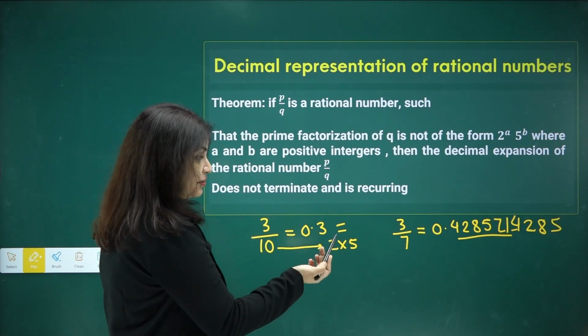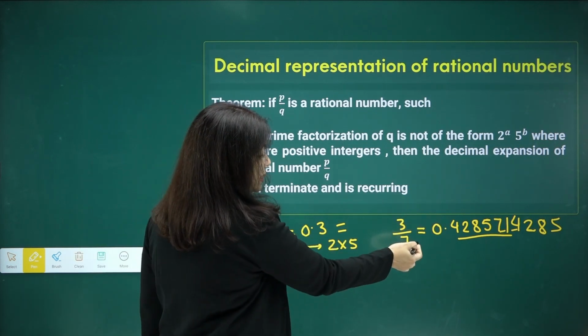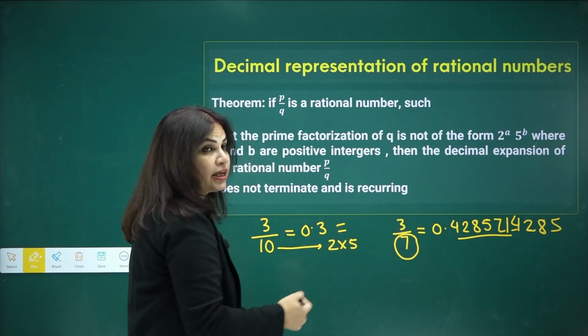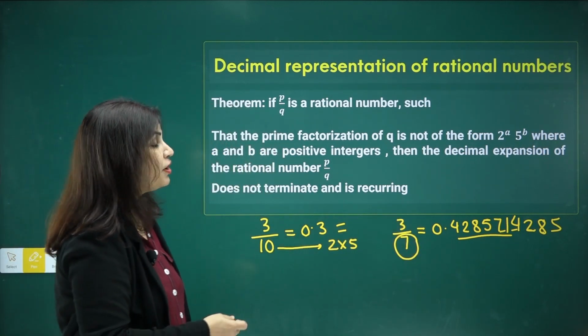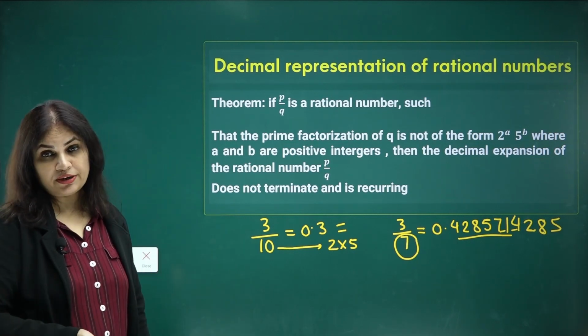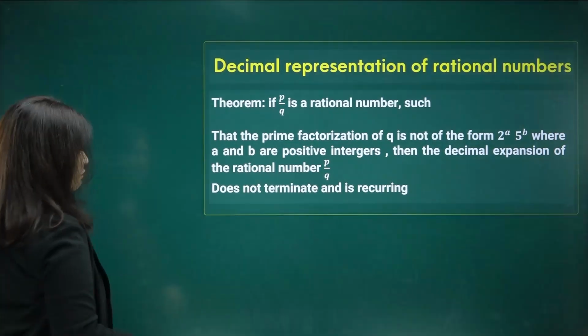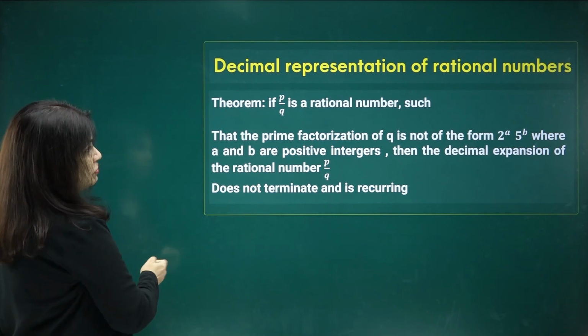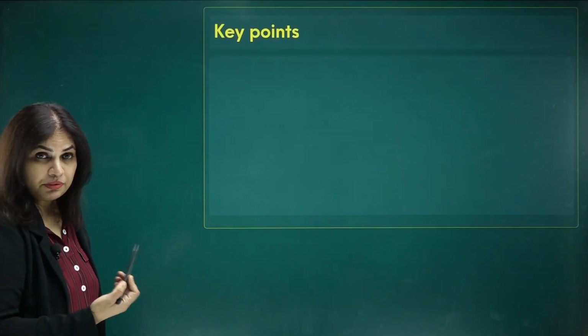Why was this recurring, or why did the repetition take place? Because the denominator cannot be expressed in the form of powers of 2 and 5, or 2 or 5. So this was a very interesting property which we'll see will be very helpful.